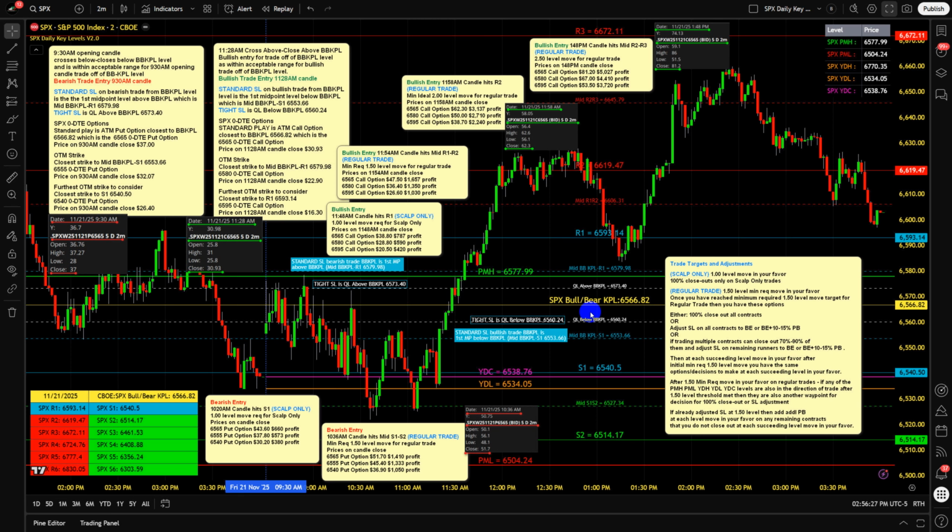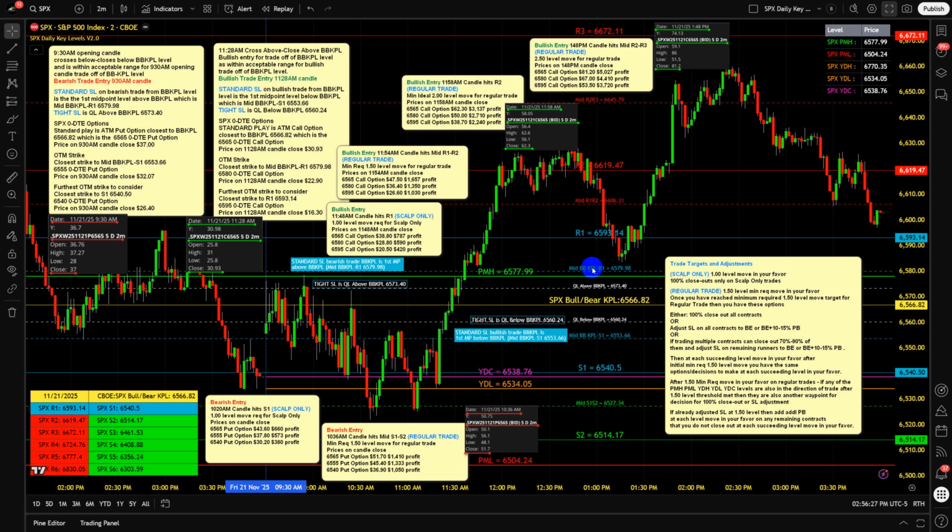Now, what about stop losses? The stop loss on this particular trade, this is a bearish trade, so the tight stop loss is going to be the first QL, the QL level above the level you're taking the bearish trade from. So in this case, it's the QL above the BBKPL, 65.73.40. The standard stop loss is going to be the midpoint above the level you're trading on this bearish trade, and that would be this mid BBKPL R1, 65.79.98. With this indicator, your initial stop loss is going to be a level-based stop loss.